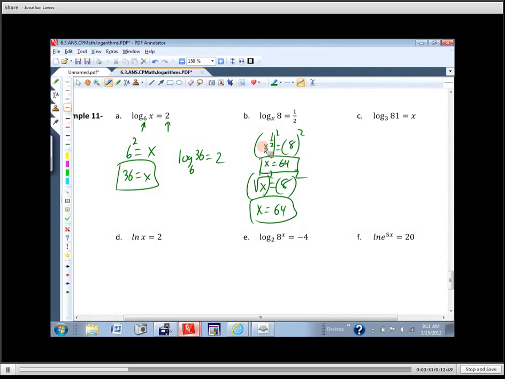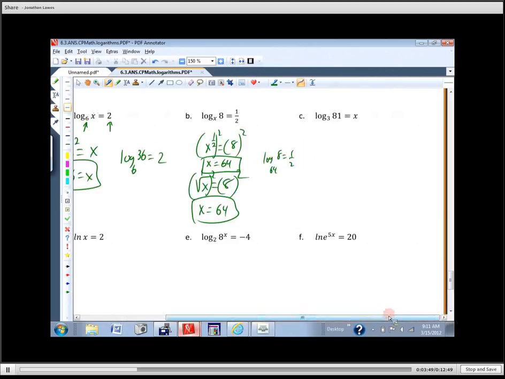Does that answer work? It does, because log base 64 of 8 is 1/2. In other words, 64 to the 1/2 power does equal 8. Okay. Any questions? Okay, would you do the next one, please? The next one's a little bit different than the ones we've done so far.